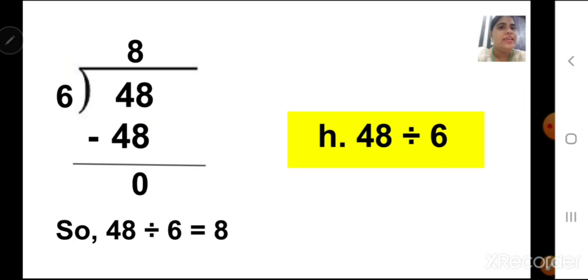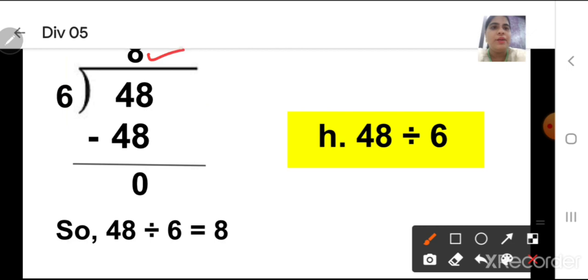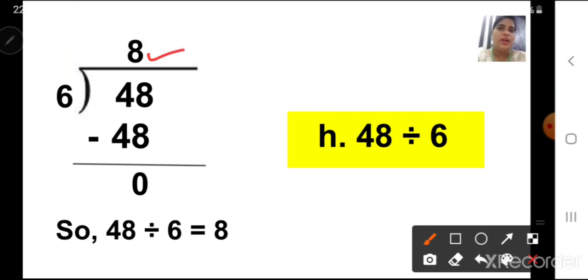Next one is H sum. 48 divided by 6. Okay. Children, write 48 inside the bracket and number 6 here outside. Okay. 6 8s are 48. Correct. 48 will go in 6 table. So we will write it directly. 6 8s are 48. 8 will come here up because it is our answer, our quotient.